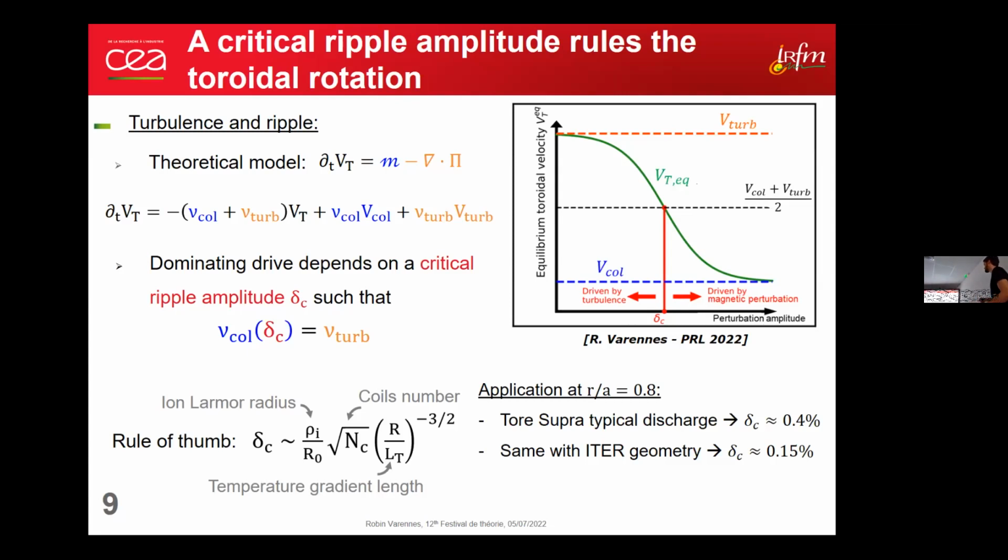And accordingly, when you look at the experiment, you see that the rotation is controlled by the magnetic braking. One interesting exercise that you can do is to scale this discharge with the ITER geometry just to see the impact. If you do this, you can see that the critical ripple amplitude will go down to something like 0.15%. So it means that maybe we should take a look at this for future reactors. And for ITER, for example, for some discharges, we expect the ripple to go up to more than 1% at the edge. So this was it for the reduced model.